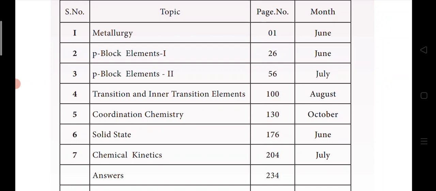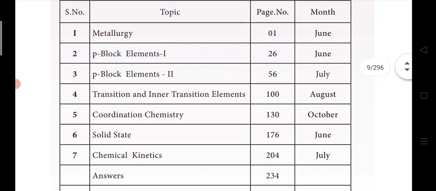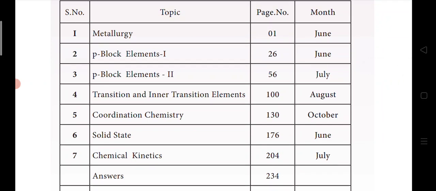As I already told in the P block elements 1 chapter, this P block elements has two divisions in our textbook. In the first part we discussed group 13 and 14 alone. Here we are going to discuss groups 15, 16, 17, 18. The remaining 4 groups we are going to discuss in P block elements 2.